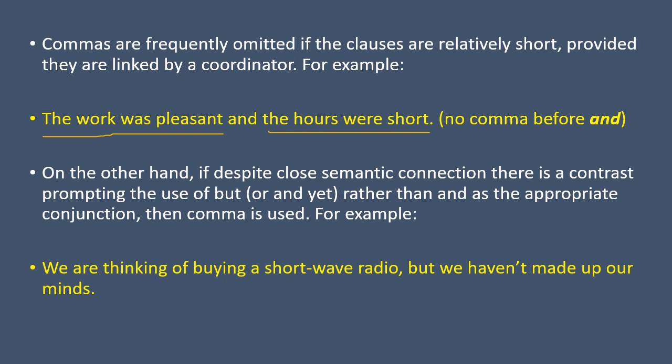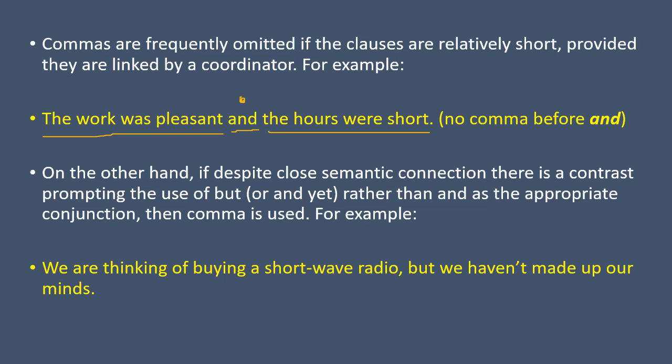And technically you can put a full stop in between these two sentences, but because they are very closely linked and they are short, you put "and", which is a coordinating conjunction, and no comma as well because these are too short. Okay, the work was pleasant and the hours were short. So this is how you write a compound sentence.